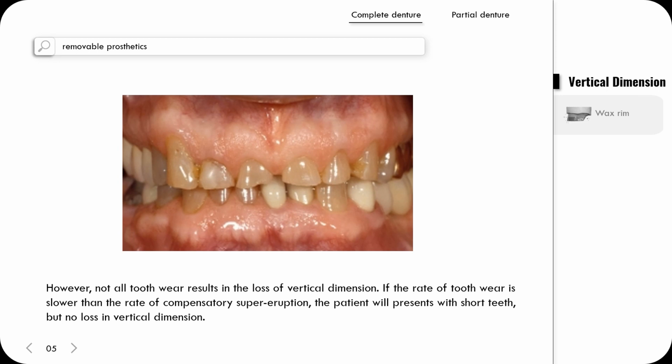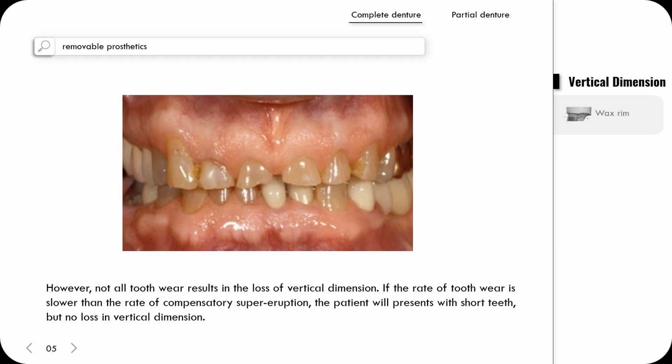What I do want to point out, though, is that not every single case where you observe tooth wear would you conclude that the patient has lost vertical dimension of occlusion. One of the things that can happen is something called compensatory supereruption. Even as the teeth are worn down, if the rate of the wear is slower than the rate that the tooth supererupts, then you actually do not lose any vertical dimension of occlusion, even though clinically it looks like you should, because when you observe the teeth, they look much shorter.